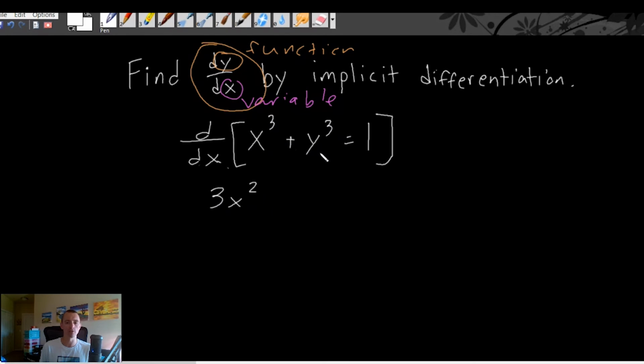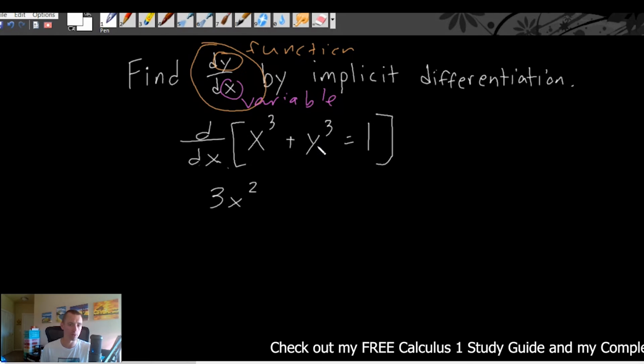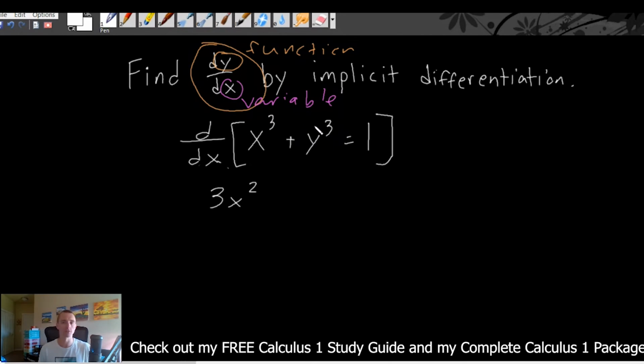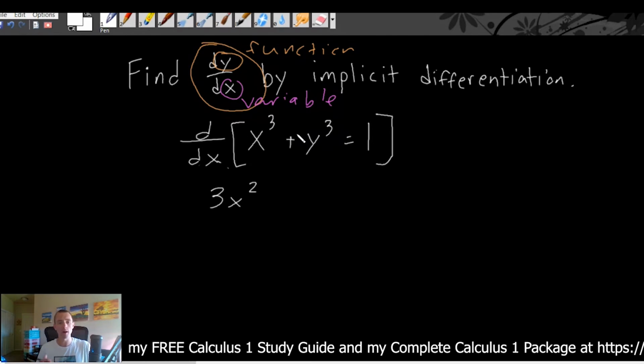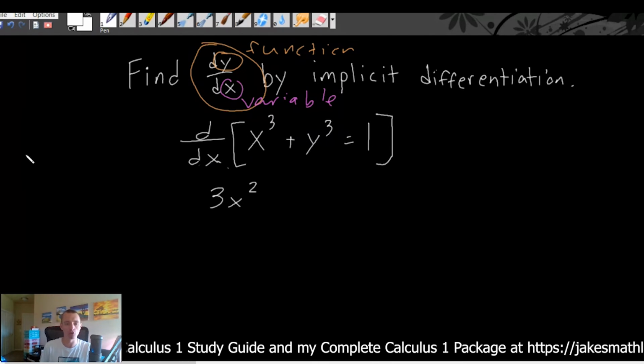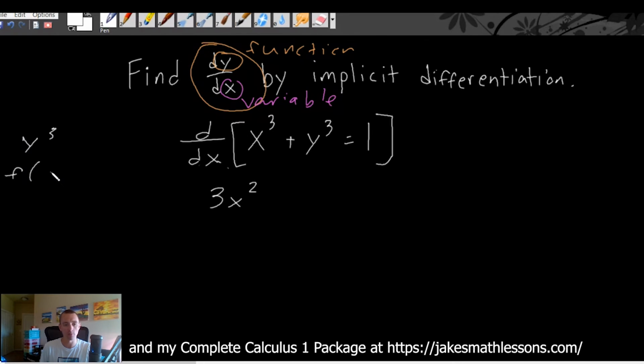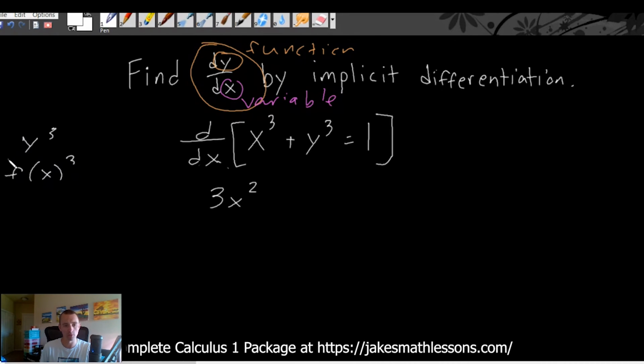Then when we take the derivative of y cubed with respect to x, this is where the one really important implicit differentiation trick has to come into play. And that is whenever you're taking y that has something else being done to it, in this case, it's y cubed, that right there tells you you're going to have to do chain rule because y is a function of x. So really what you should do is think of y cubed as the same as saying some function of x, cubed.